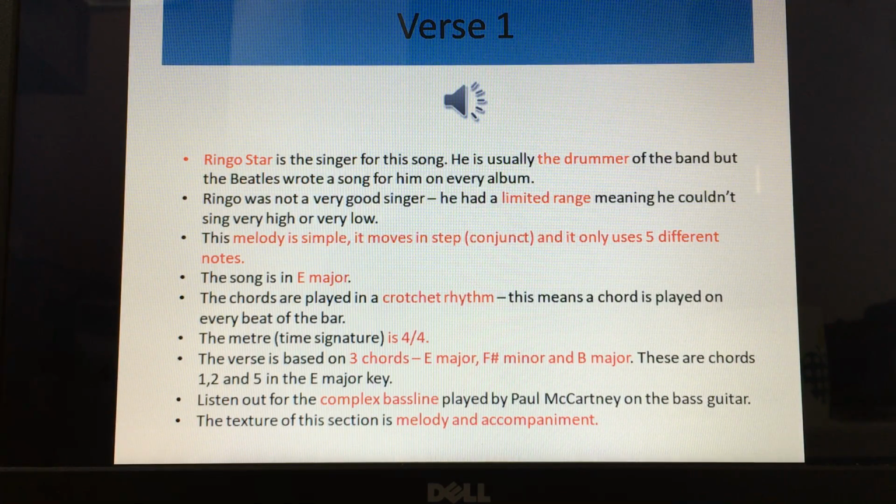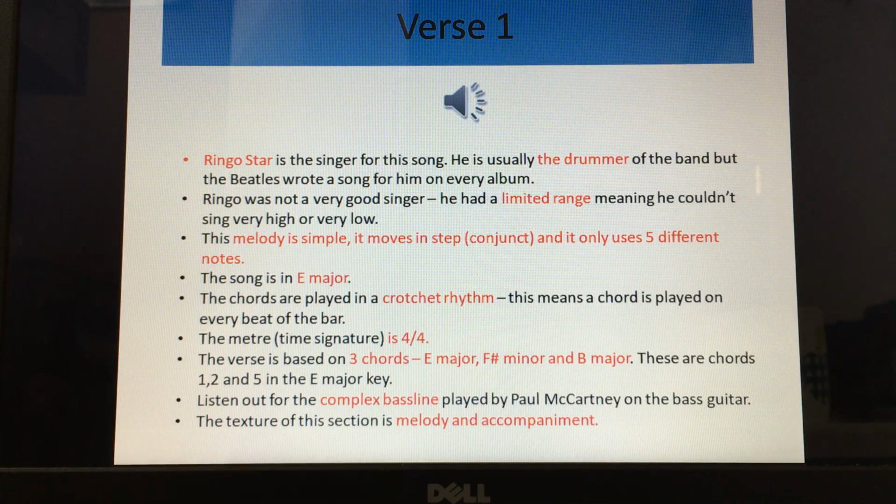Okay, so on every beat, whenever you would clap, there is a chord played. So listen out for that in the verse. The meter, the time signature, is 4/4. We've just said that. The verse is based on 3 chords. We have an E major, an F sharp minor, and a B major chord. And these are chords 1, 2, and 5 in the E major key. You know that because you've been doing that in composition. So if you write out the E major key signature and we build a triad on each of those notes of the scale, you would see that E major is chord 1, F sharp minor is chord 2, and B major is chord 5.